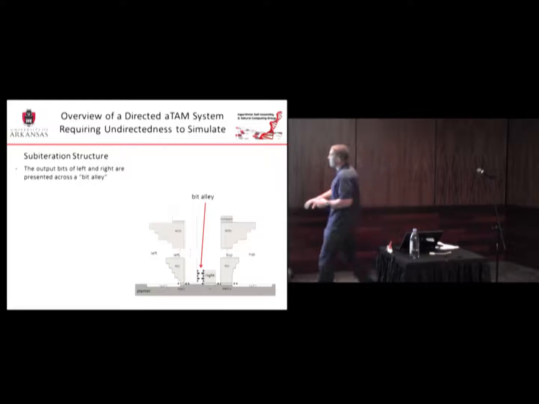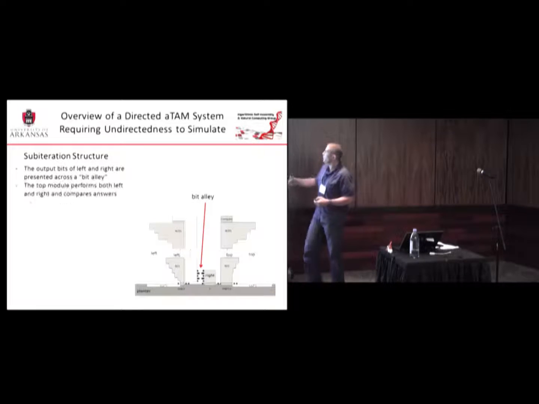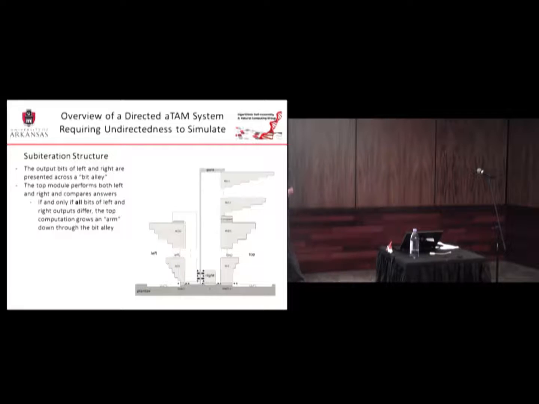And then the one other main computation here is actually able to do the computations of these two plus an extra one. It performs both of their computations, and it figures out what their answers will be, and if and only if every single bit that they put across differs from each other, it will grow up and make an arm grow down in between.